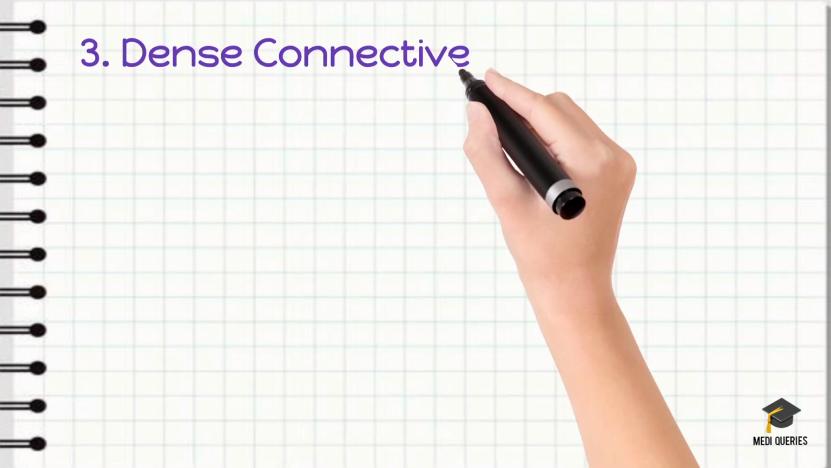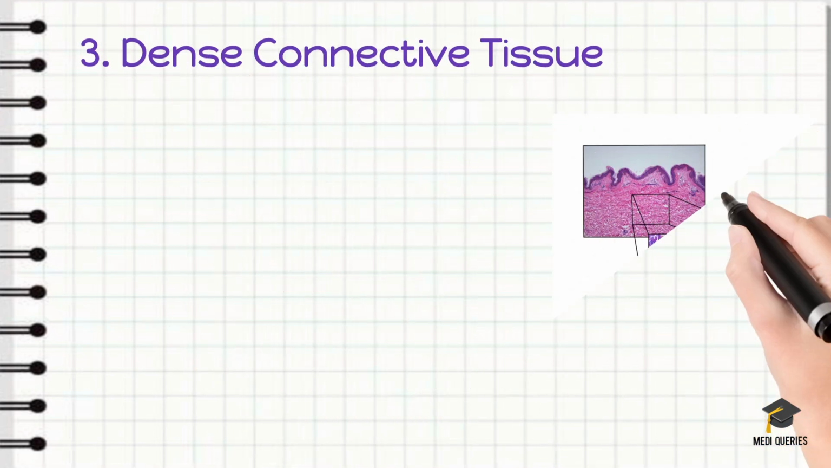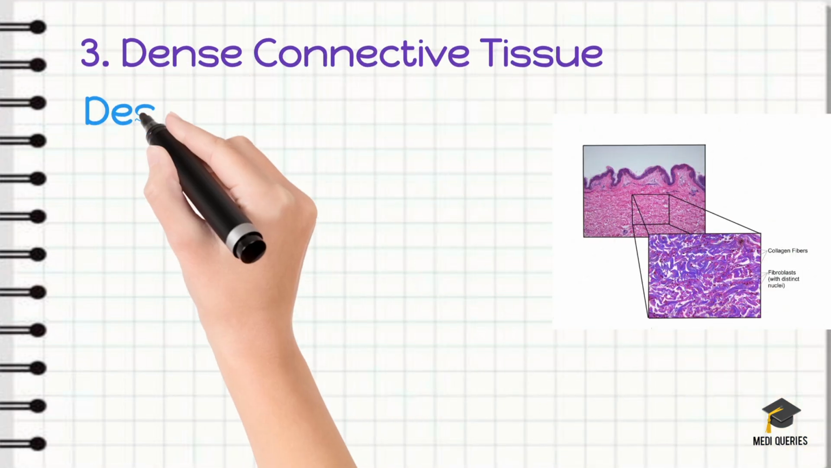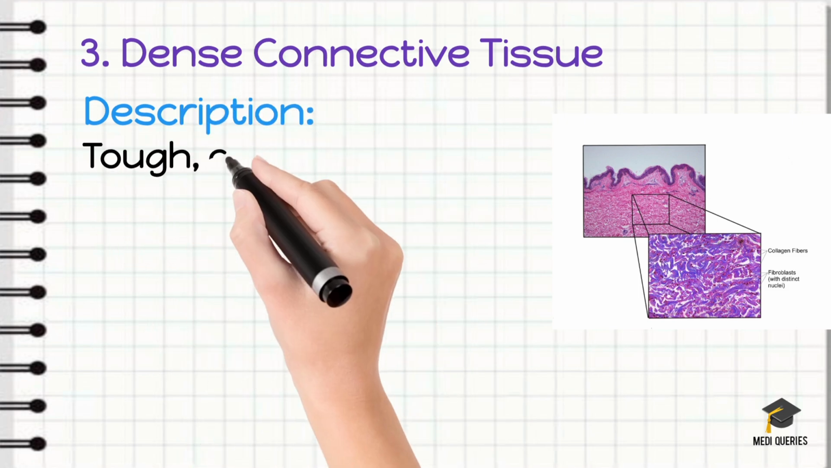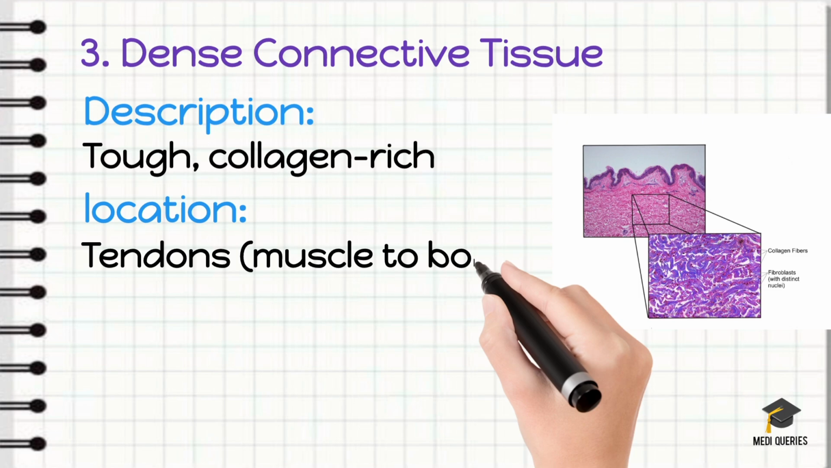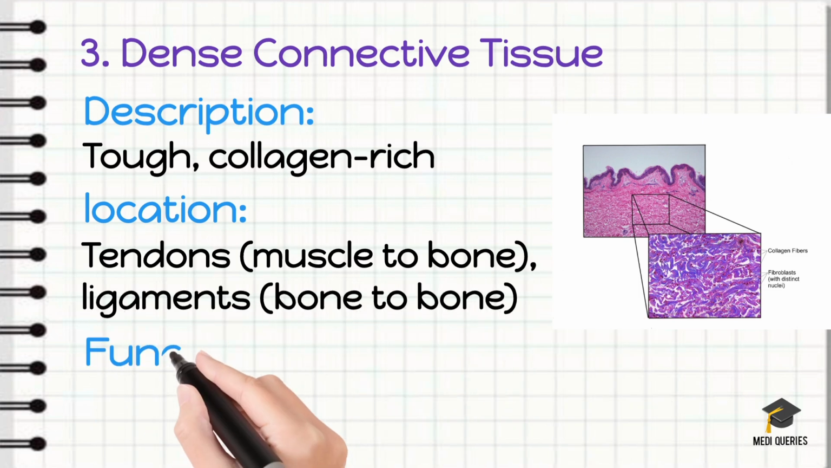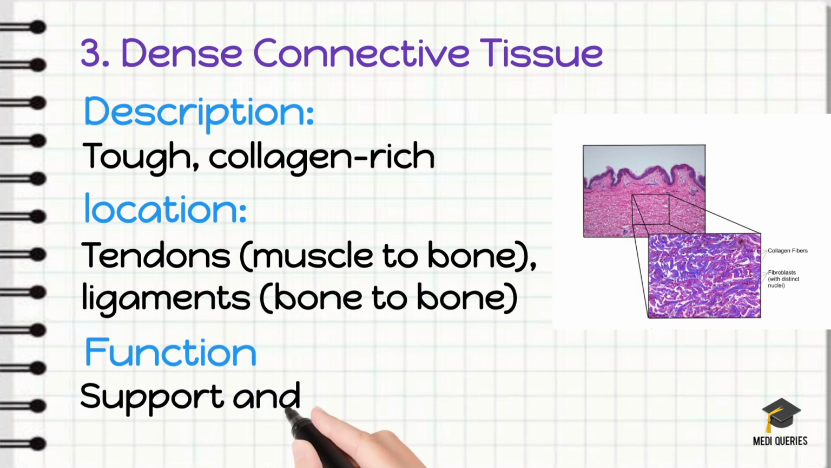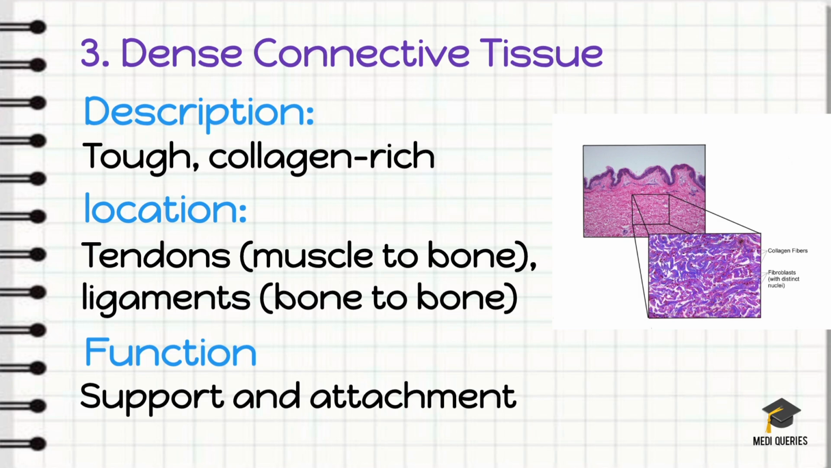And next one is the dense connective tissue. It has tough collagen rich substances which is mainly located in the tendons and the ligaments. What is this tendon? Muscle to bone connection, and ligament means bone to bone connection. Okay, what is the purpose of this tissue? To give support and attachment.